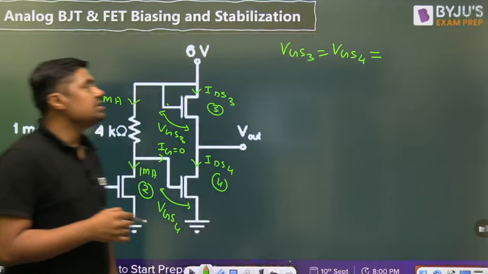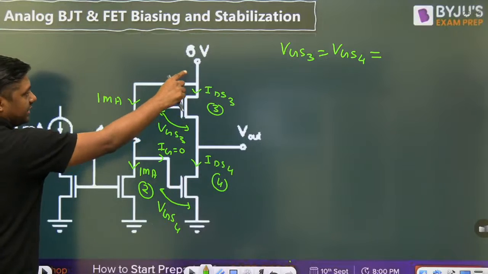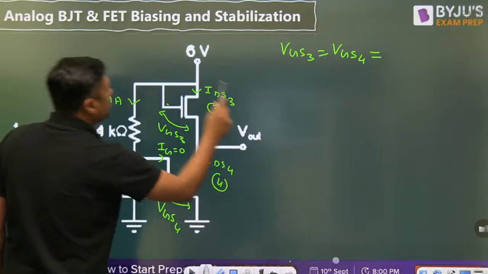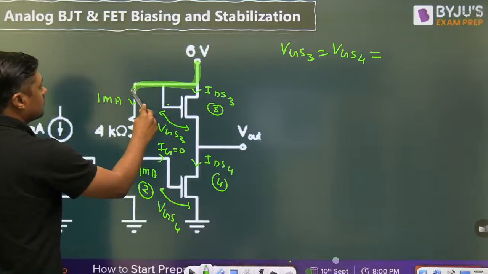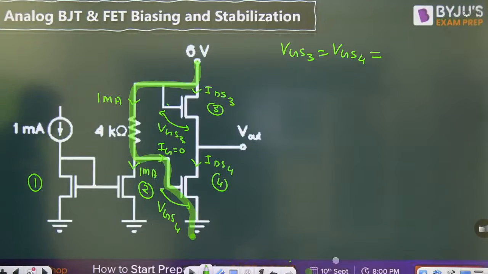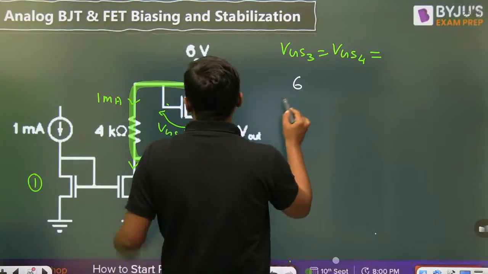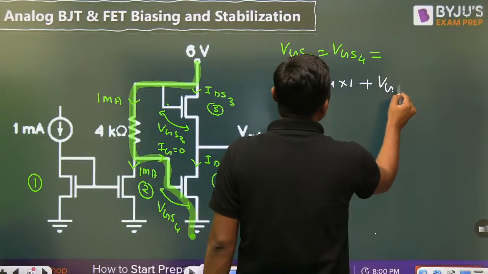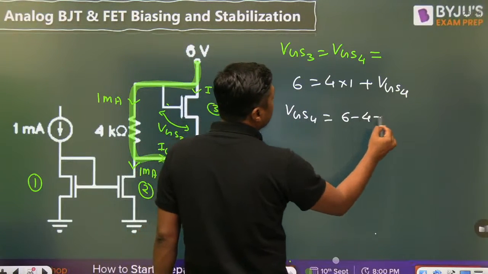Now what is the value of VGS4? Watch that. What is this? 6 volt. Write down the KVL from this point to this point. The highlighted portion is visible. When I write the KVL, it becomes 6 is equal to 4 into 1 plus VGS4. What is the value of VGS4? 6 minus 4, that is 2 volt.